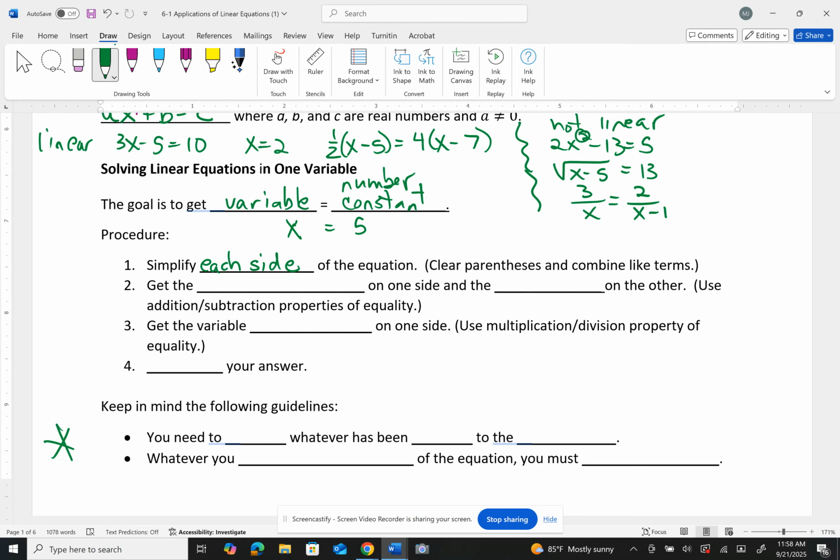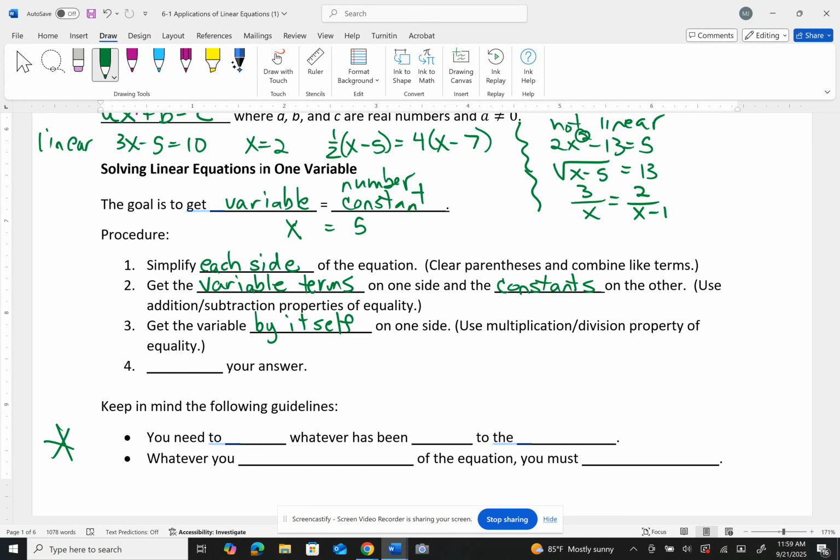All right, then you're going to work on getting the variable terms, the terms that have variables in them, x's in them, on one side of the equation and the constants on the other. So you'll move the things with variables in them to one side, usually the left, and then move all the constants to the other side. Okay. After you do that, you're going to work on trying to get the variable by itself on one side. So if there was a number in front of it, you'd want to try to get rid of the number that's in front of the variable.